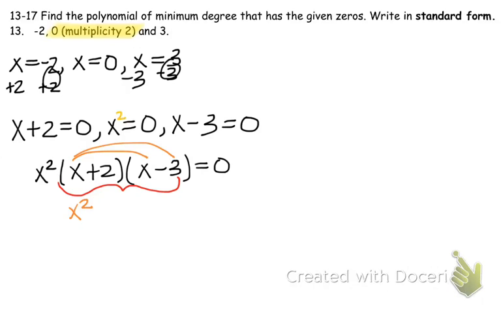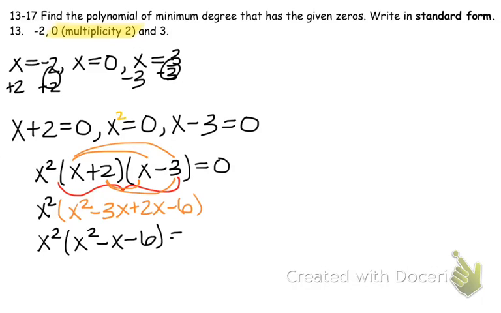x times x is x squared, minus 3x plus 2x minus 6. Put that in parentheses with the x squared out front. So now I'll combine these like terms before I multiply through by x squared.